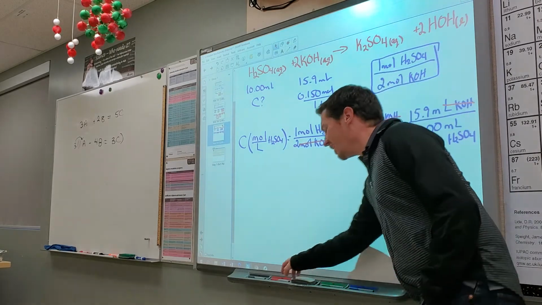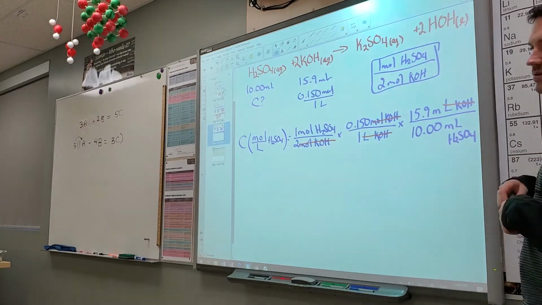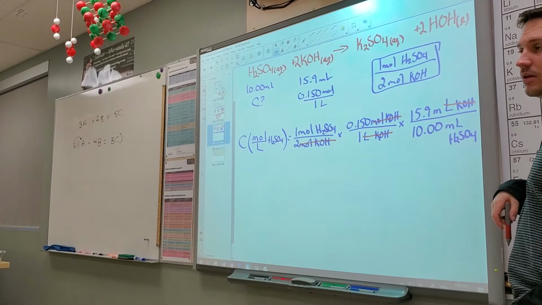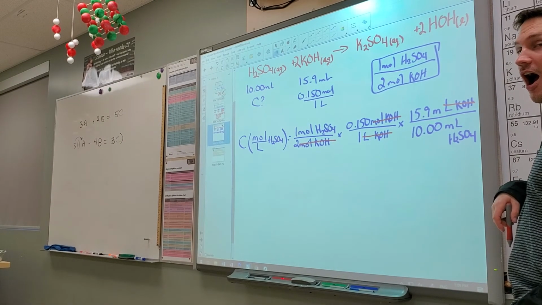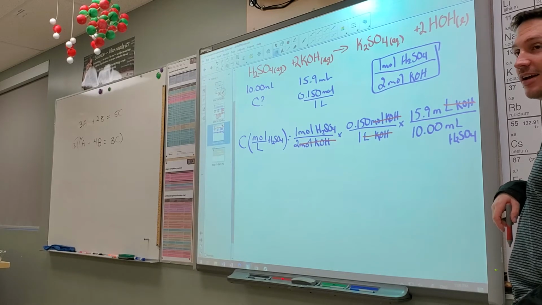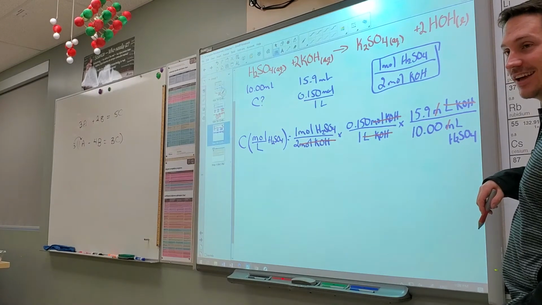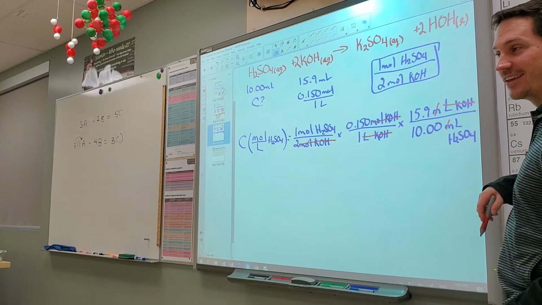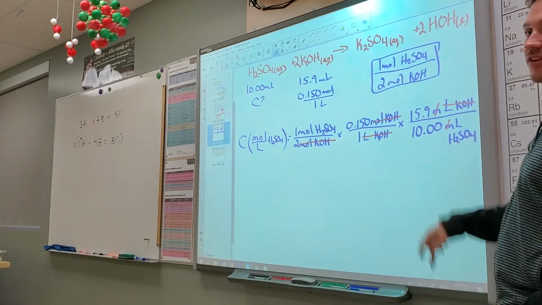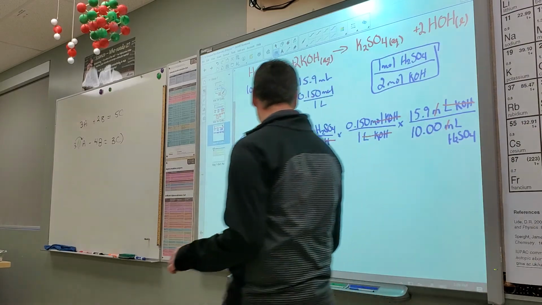How come I'm not changing the milliliters into liters? Just cancel them. What happens to the millis? Milli and milli cancel out. And what units are you left with? Moles per liter of sulfuric acid. Woo! That's what I'm talking about.